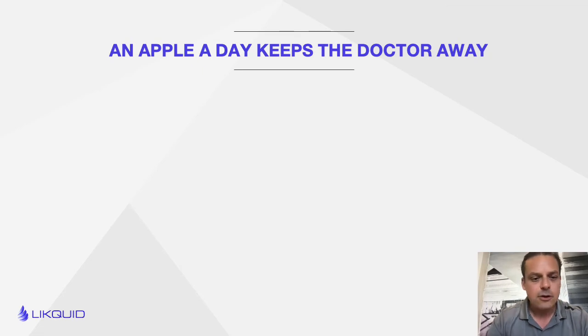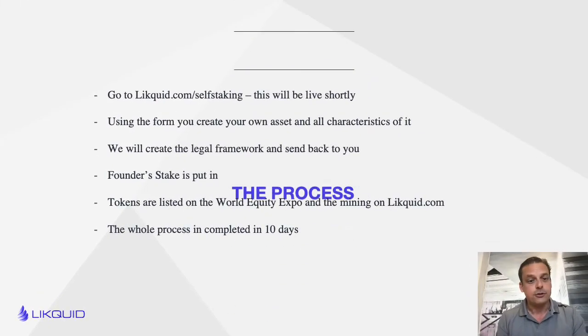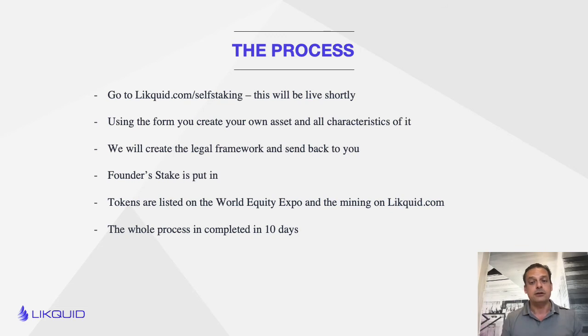Now, how does this actually work for you? What do you do now? You say, okay, I like this, I want to use it. Well, in the next few days, we're going to launch a new page under liquid.com called SelfStaking. There will be a form where you can list all the characteristics of your asset and how you want to do this. And we create the bond and a legal framework and send it to you to approve. When you do that, you put your founder stake in, and we list the World Equity Expo tokens, and we start mining liquidity. It takes about 10 days.